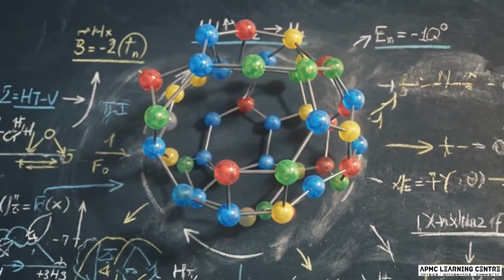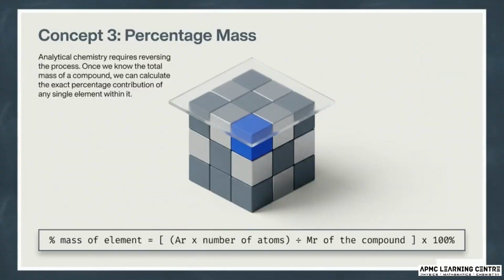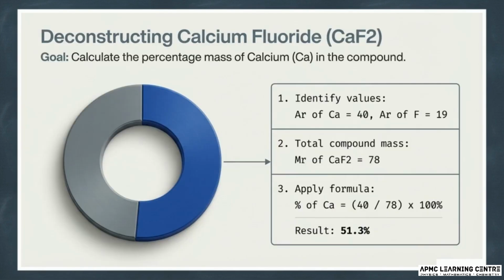Once we know how to build molecules up, analytical chemistry requires us to reverse the process. We tear compounds down to find the specific proportions of their ingredients. This diagram isolates a single element block within a larger compound to visualize its percentage mass. To calculate the exact percentage mass of calcium in calcium fluoride, we use a 3-step calculation.